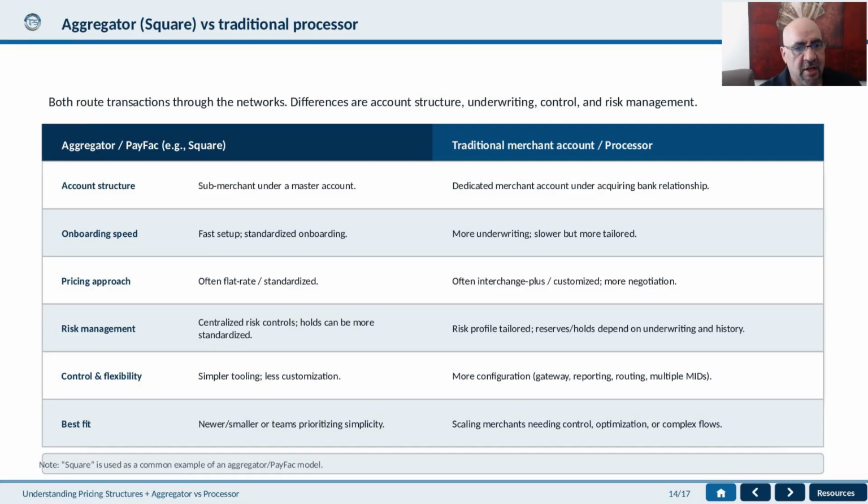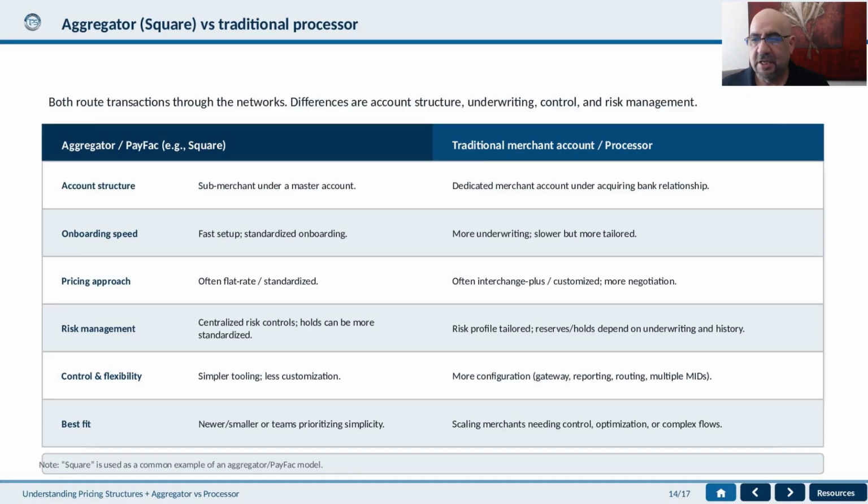You have multiple MIDs. We can even have one system if you have multiple locations. You can have multiple MIDs for each location. If you have different businesses, we can set up the different businesses within a one system POS setup. Best fit: new, small, or team, prioritizing simplicity. Scale merchants needing control, optimization, or complex flows.